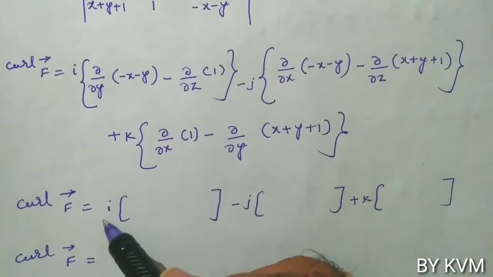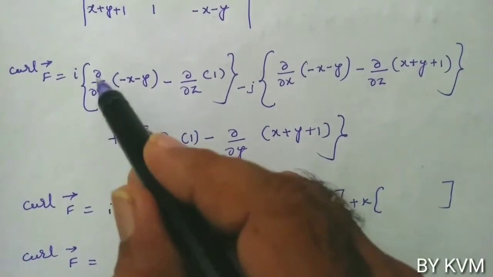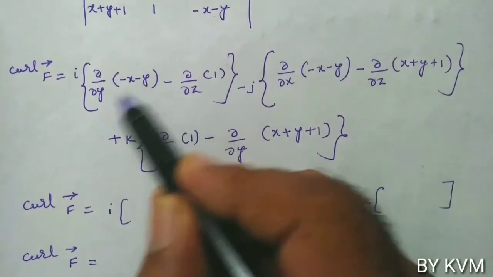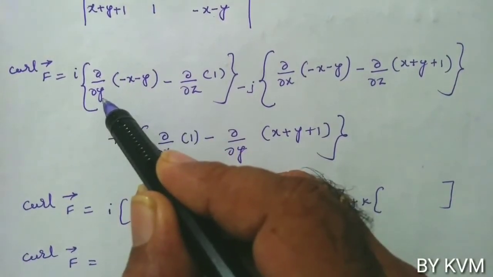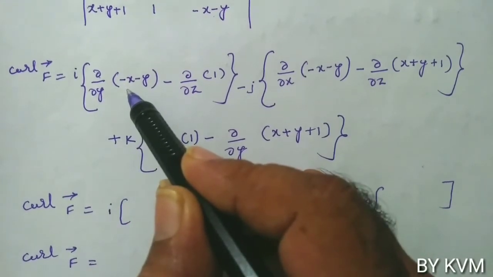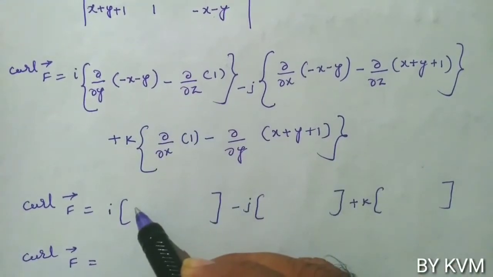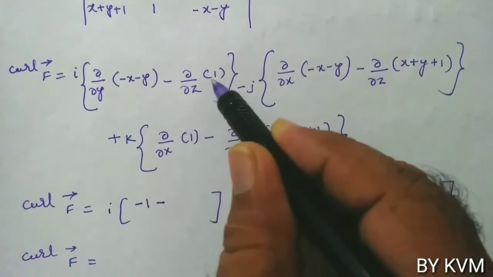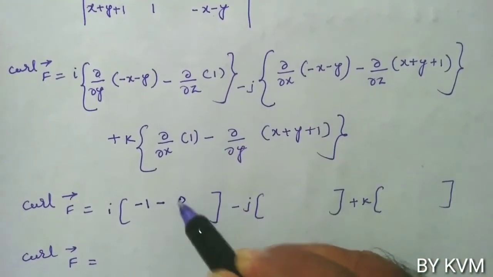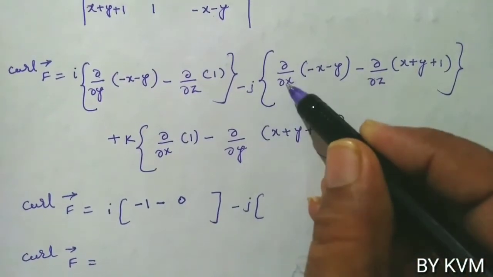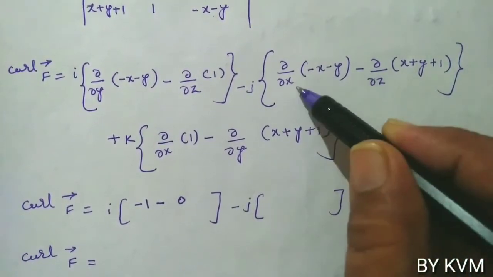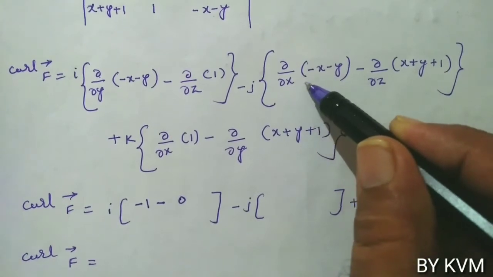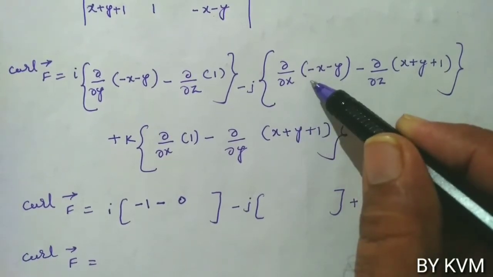So curl vector f equals i into dou by dou y of minus x minus y. So differentiate with respect to y partially. So x and z are constants. So we have minus 1 minus dou by dou z of 1 is 0, minus j dou by dou x of minus x minus y. So y and z are constants. We have to differentiate only x term.